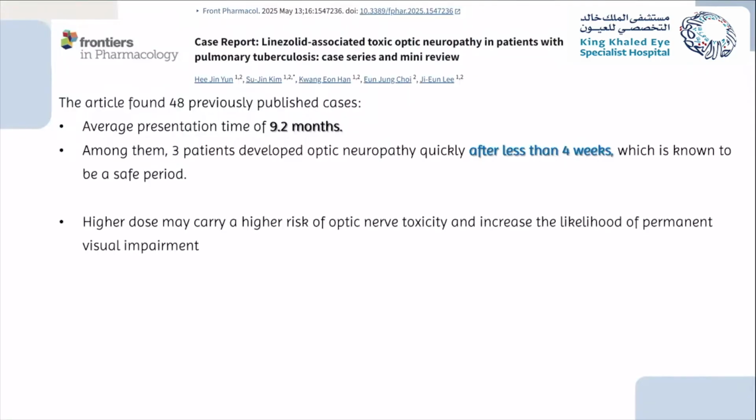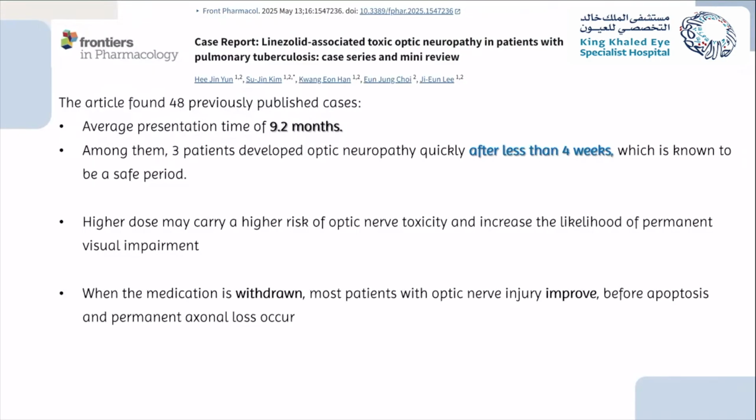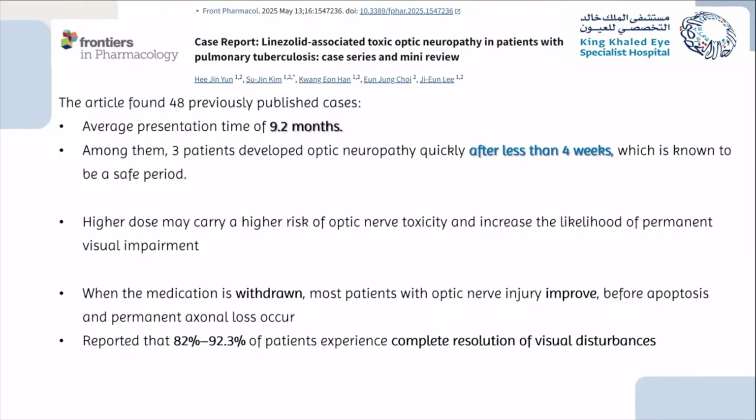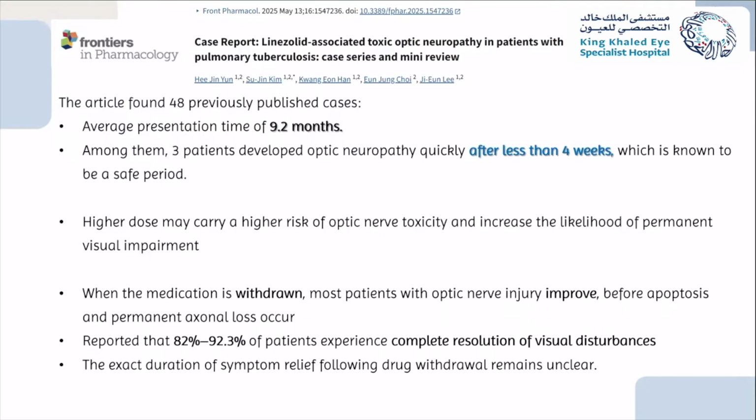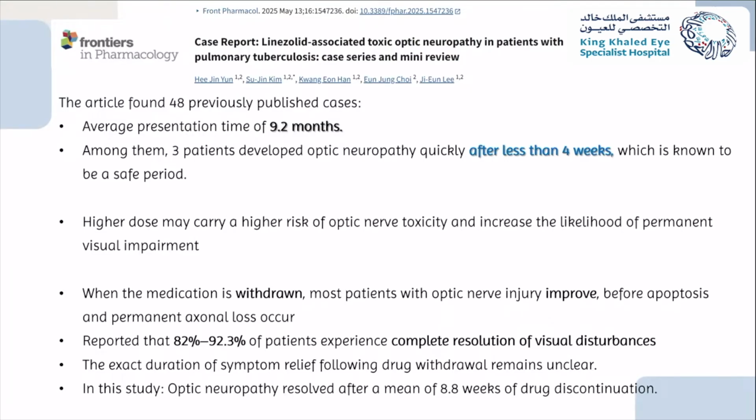Higher doses have higher optic nerve toxicity, and when we withdraw the medication, the optic nerve injury will improve if the discontinuation occurred before permanent axonal loss. Around 92% completely resolved, but the exact duration when the symptoms will recover is unknown. In this study, they found it recovered after 8 weeks.